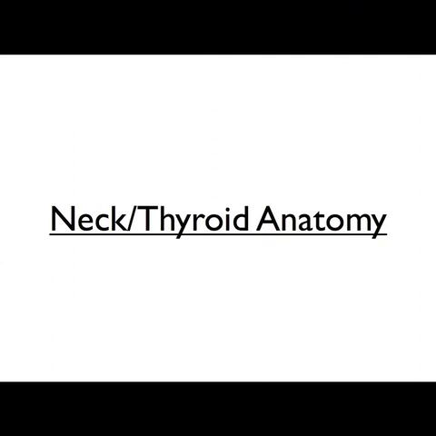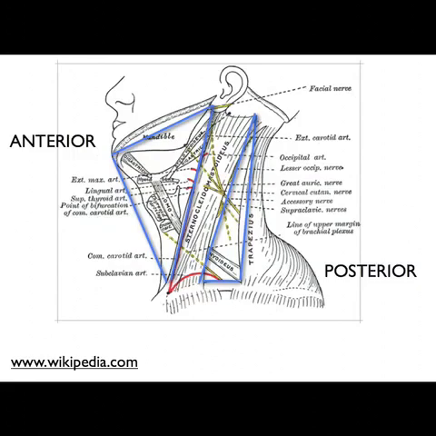So, neck and the thyroid anatomy. You can basically divide up the neck into an anterior triangle and a posterior triangle. The borders are commonly asked about in exams. The superior border of the anterior triangle is made up of the mandible, posteriorly the anterior part of sternocleidomastoid, and anteriorly the midline. The borders of the posterior triangle are the posterior part of sternocleidomastoid, the clavicle, and the anterior part of trapezius.